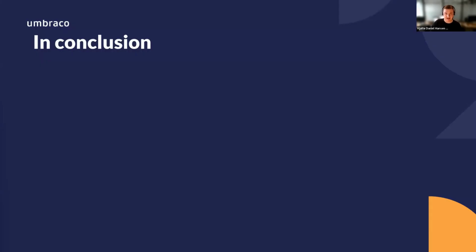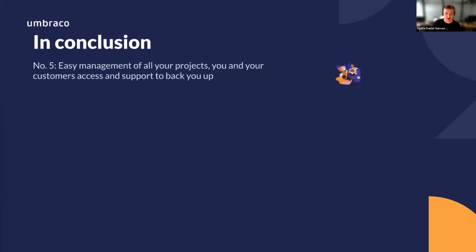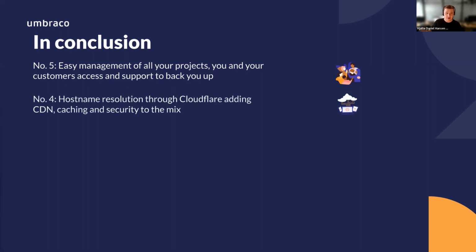So just to summarize before we hand it back to Karen, just to give you the brief version of the top 5. The number 5 we talked about was taking care of the administrative tasks, making sure that you can see who has what access, and then the support to back it all up. The number 4 was the host name resolution through Cloudflare that added CDN caching and security to the mix. So this great stuff, making sure that your site is secure and performant.